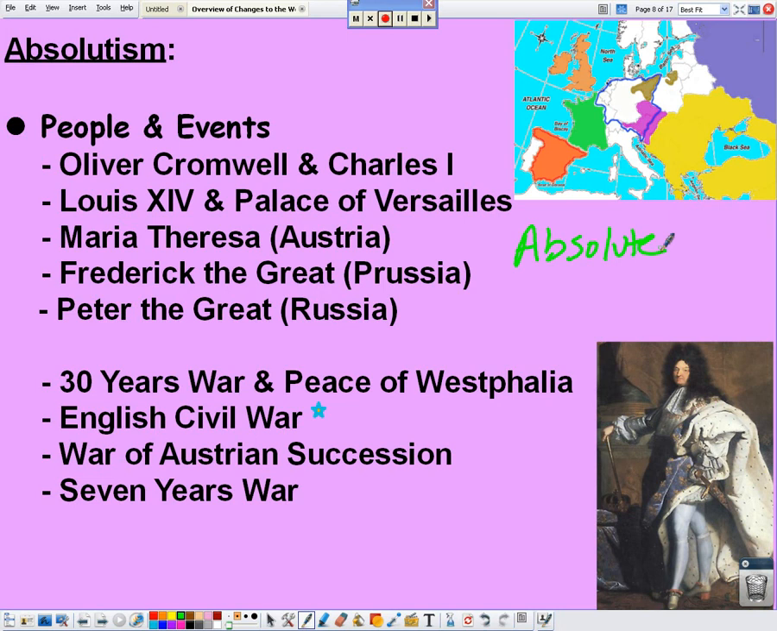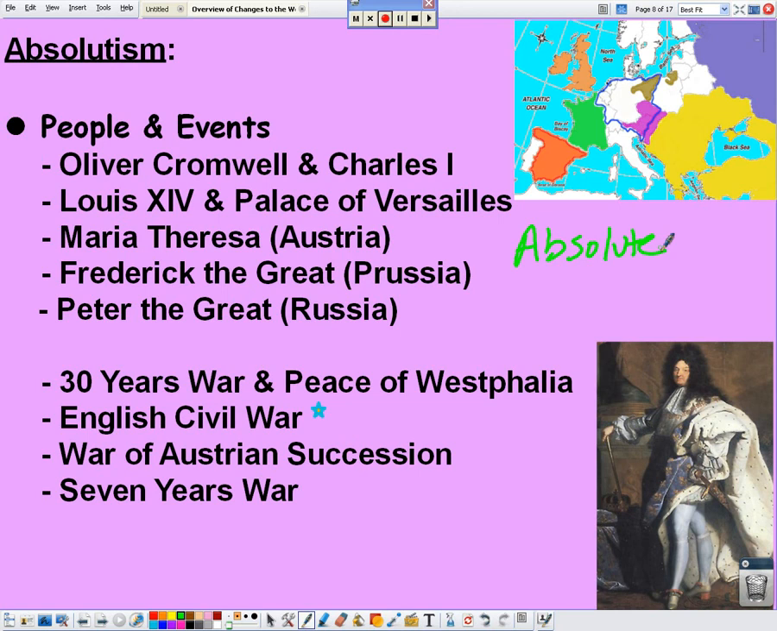Kings typically have a fair amount of power. Kings typically pass their power along to their offspring. The difference between that and an absolute monarch is an absolute monarch has absolute power. No limitations. Nobody they have to ask, nobody that they have to get advice from. If they want to raise taxes, they can do it. If they want to start a war, they can do it. If they want to execute somebody for having a haircut that they don't like, they can do it.